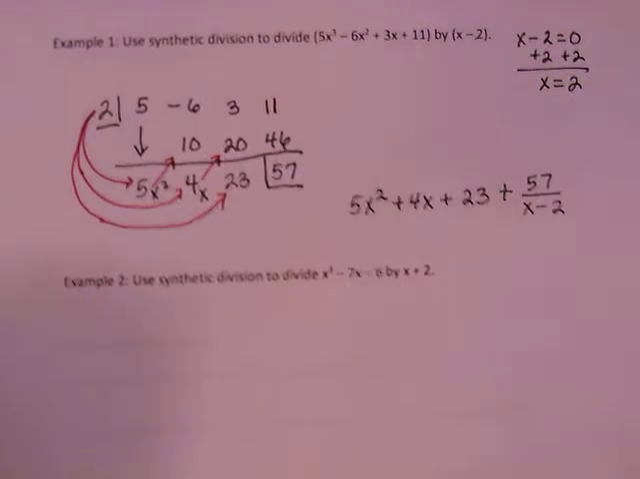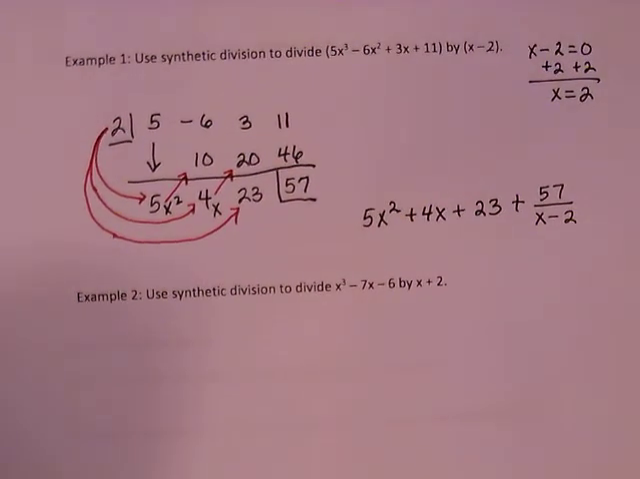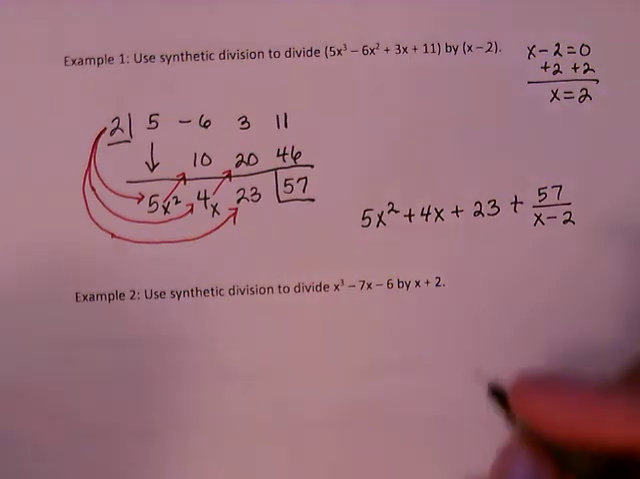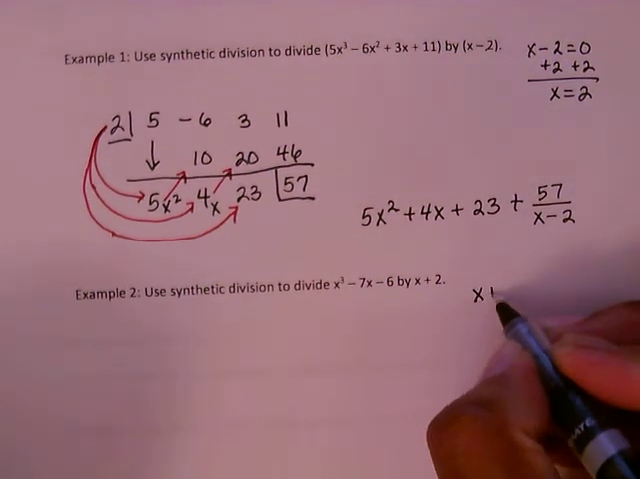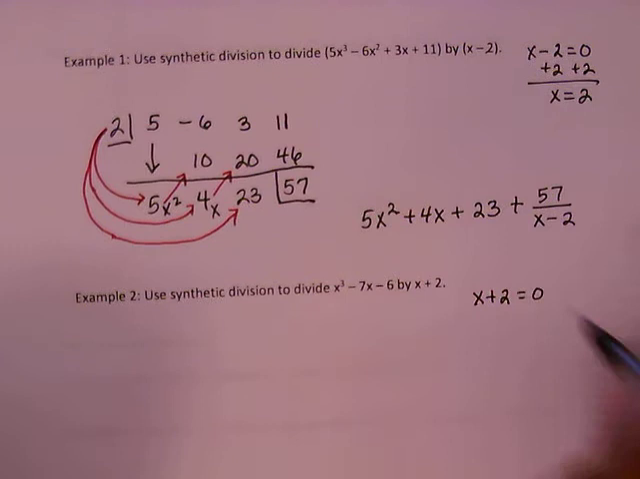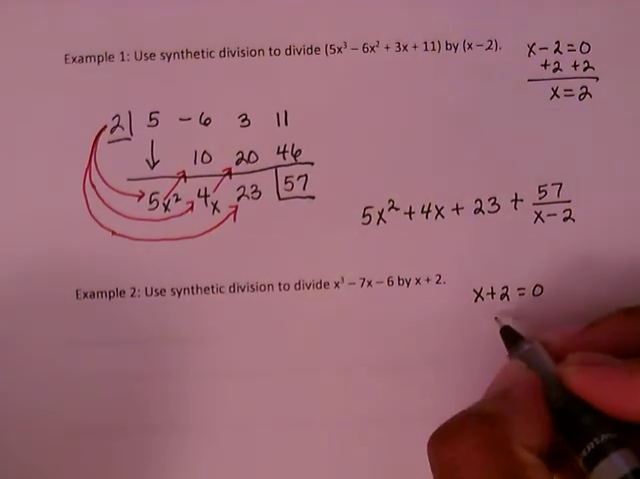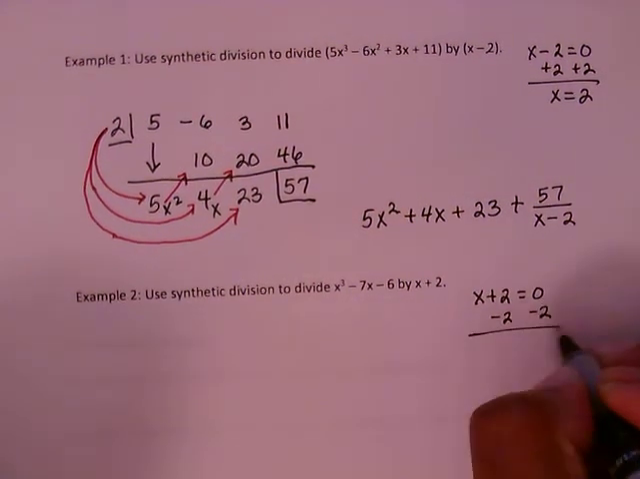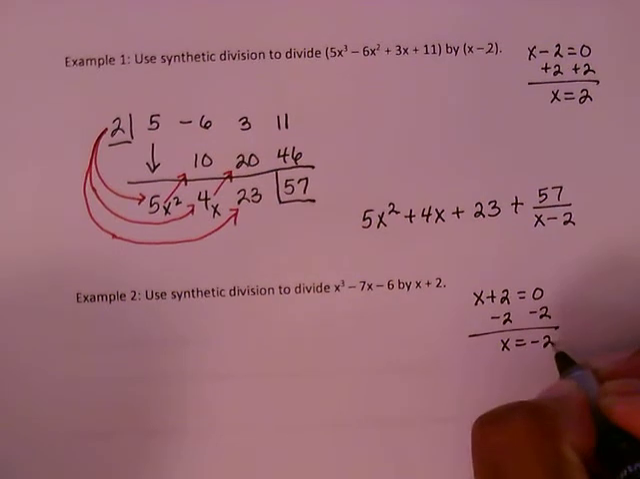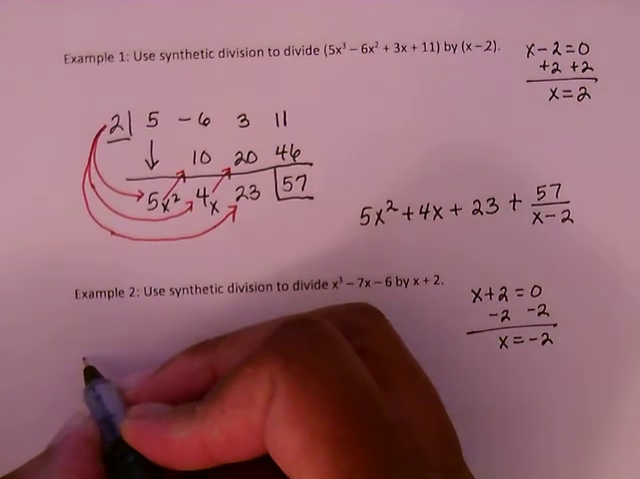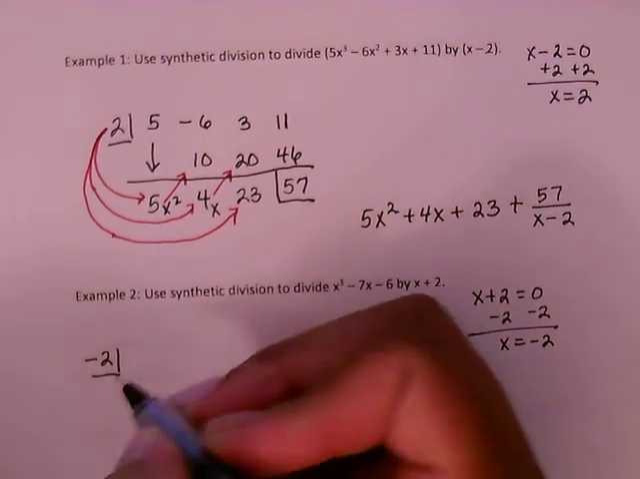Alright, here's another example. Let's say I got x cubed minus 7x minus 6. And I want to divide that by x plus 2. Well, let's take that divisor of x plus 2, set it equal to 0, so that I can find out what my divisor will be in synthetic division. So if I subtract 2, you'll get x is equal to negative 2. So I know negative 2 will be my divisor.